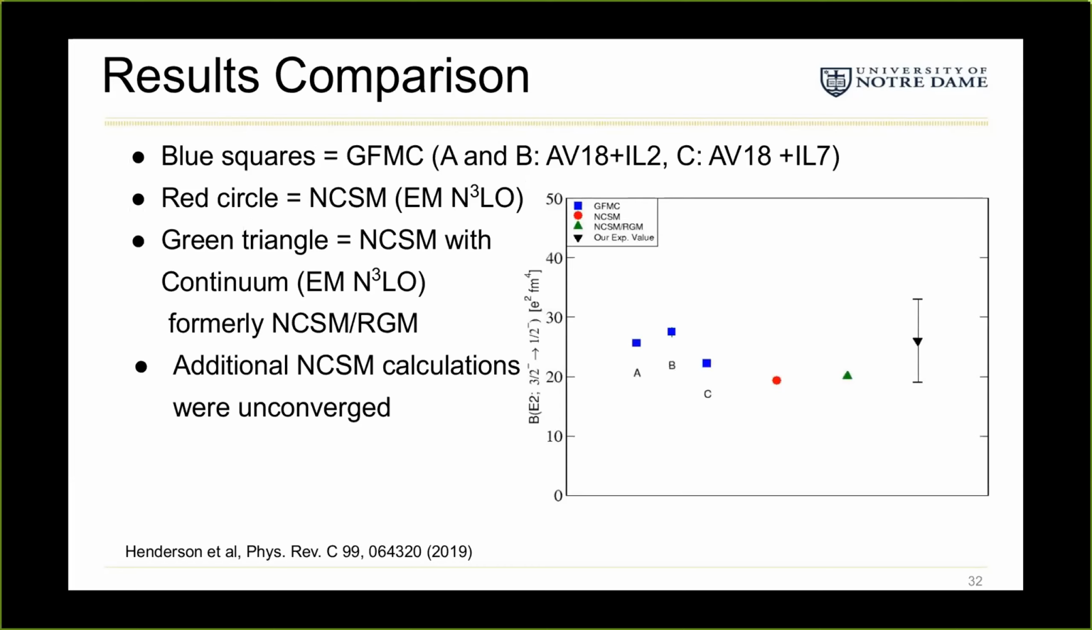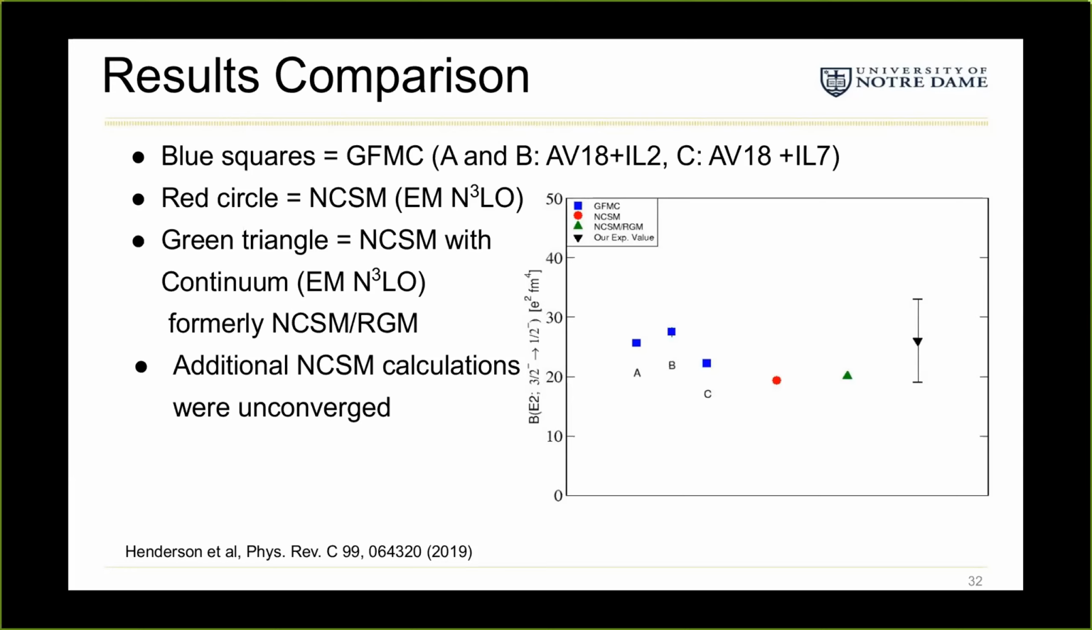So what I have here is a plot of a variety of ab initio calculations. The blue squares are Green's function Monte Carlo calculations done with 2 different interaction types. This red circle is a no-core shell model calculation, and this green triangle is a no-core shell model with continuum, formerly known as no-core shell model / renormalization group method. The idea of this calculation is you do a no-core shell model calculation and you explicitly add in scattering states that are very hard to get to using a normal no-core shell model, to try to encapsulate those sorts of states as well.